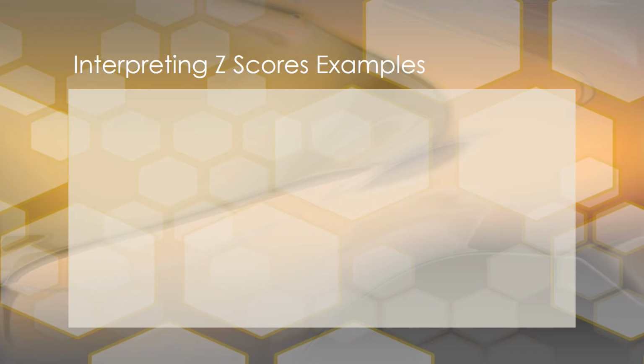I'm going to go over how to interpret some Z-scores, and I'll give you some examples. Here we have a Z-score of 0, and that means the person scored exactly at the mean. Because if you take a value and subtract off the mean and it equals 0, that means the value had to be exactly the same as the mean. So that means that person scored at the average.